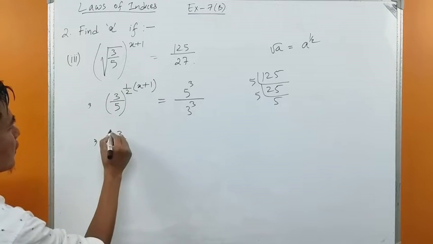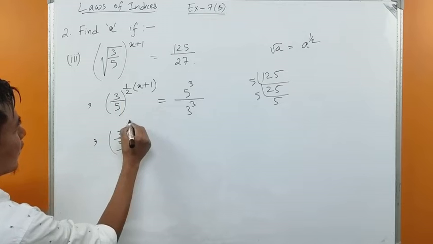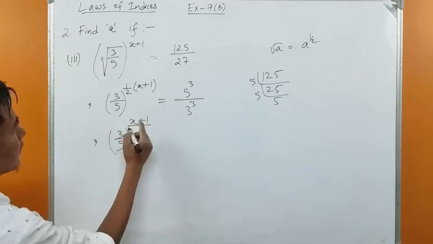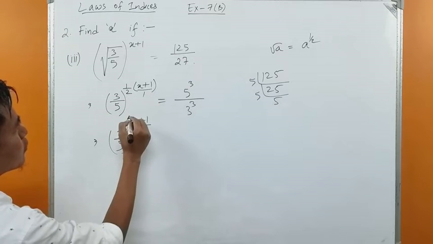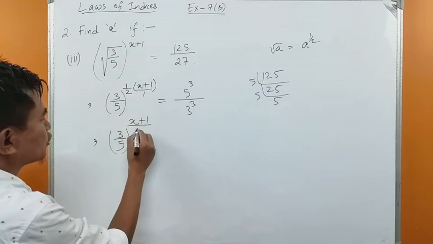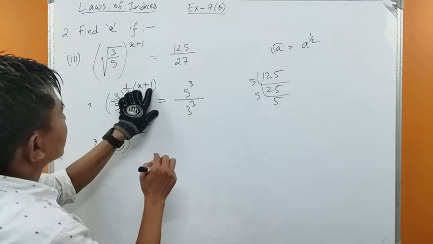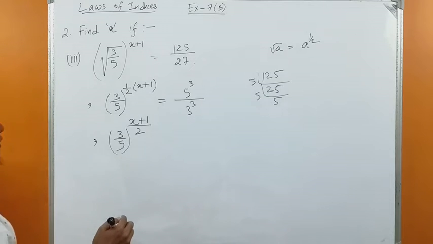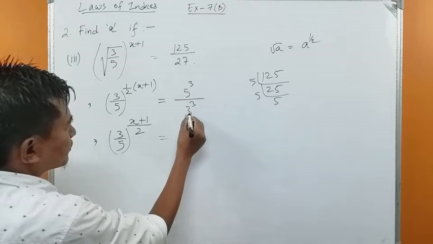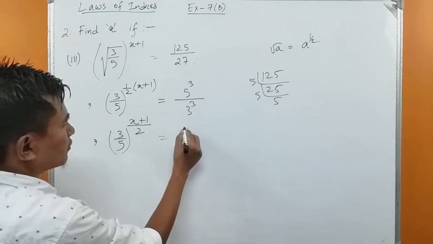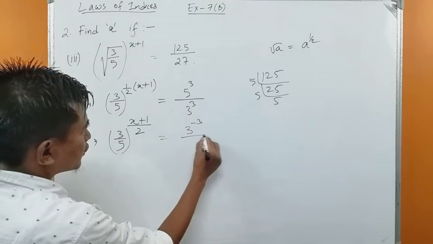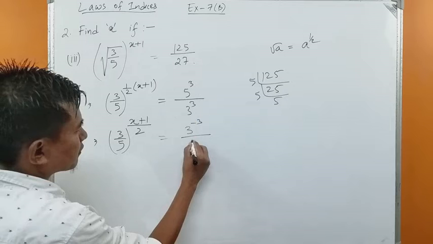So let's multiply this. 1 into x is x, plus 1 into 1 is 1, and in the denominator we have 1. If there is no number, we should understand there is 1 in the denominator, isn't it? So 2 1s are 2. We need not write this, but we must understand there is 1 in the denominator. Here we have 5 cubed upon 3 cubed, isn't it? So let's take this 3 cubed to the numerator, 3 to the power minus 3. So 5 cubed to the denominator, 5 to the power minus 3.